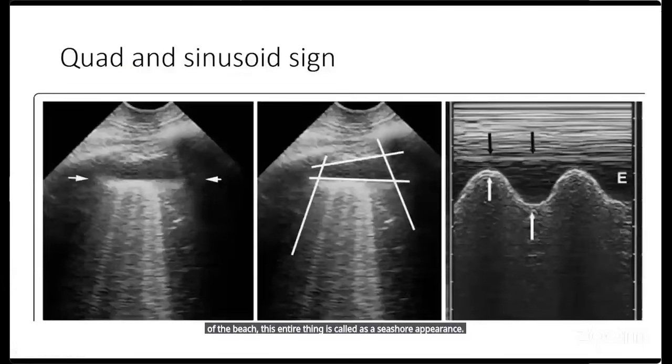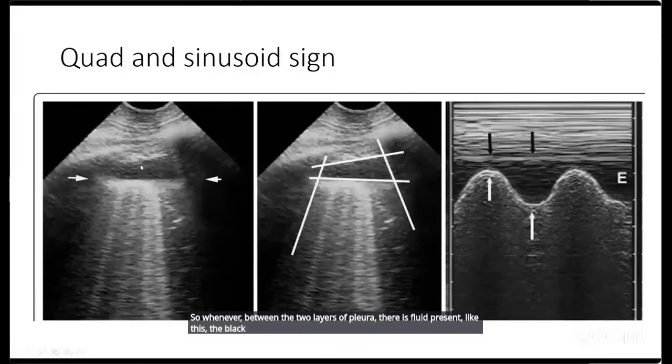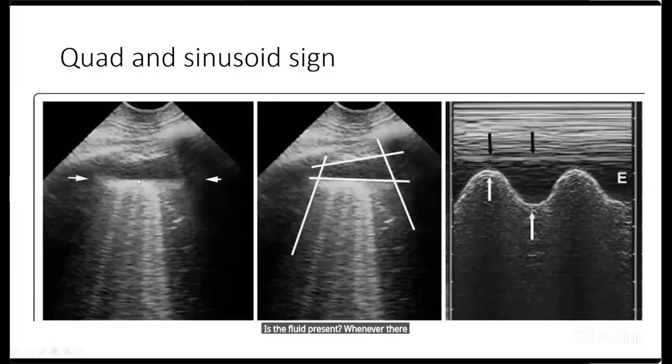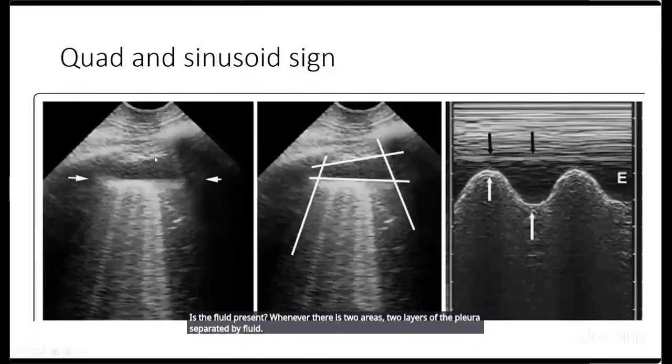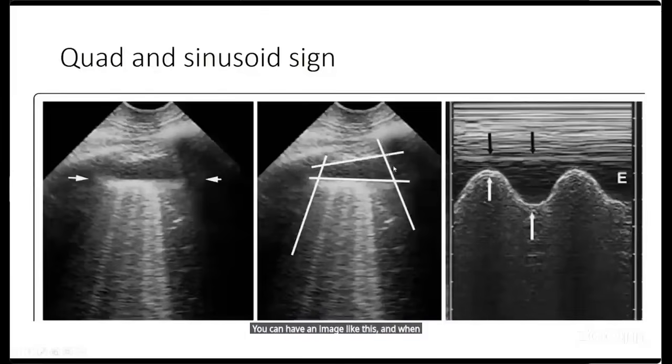Right. Moving on to the next sign, the quad sign or the sinusoid sign. Whenever between the two layers of pleura there is fluid present, like this black area over here, the two layers of the pleura are separated by fluid, and you can have an image like this. And when you make a border at this fluid area, you come to a picture like this, which has the shape of a quadrangle. So it is called the quad sign.